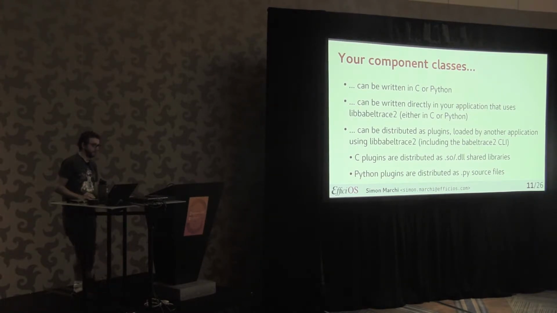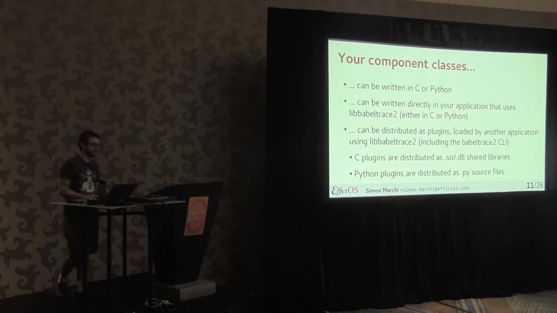But after that, if you want to distribute it, so either use it in different applications, or use it from the Babeltrace 2 command line interface, you can build it as a shared library for C, or its own Python source file for Python, and that's what we call a plugin. So it's something that libBabeltrace 2 will be able to load, look up the component classes in the plugin, and it will let you use them.